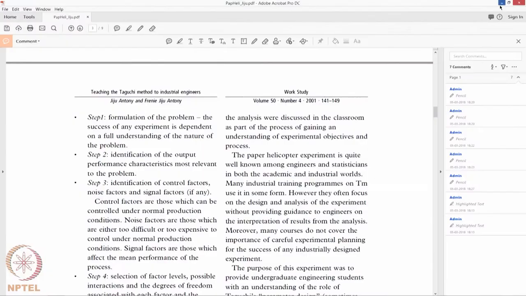The reason I wanted to bring that up is, the basic idea is you need to have some idea about the nonlinearity of your design space to some extent. You should at least know whether it is linear or nonlinear, because depending on that you will have to choose your levels.